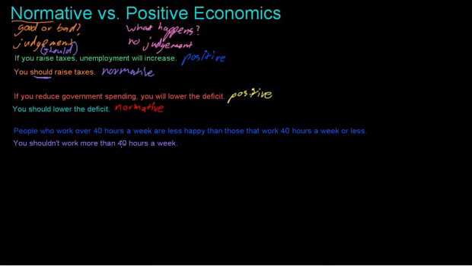So people who work over 40 hours a week are less happy than those that work 40 hours a week or less. So here this is just presenting information one more time. So this is positive because there's no judgment whatsoever. And then the next statement down here says you should not work more than 40 hours a week. So that is a normative statement because it's telling you what you should or should not do, what is good or bad. So a pretty simple concept.